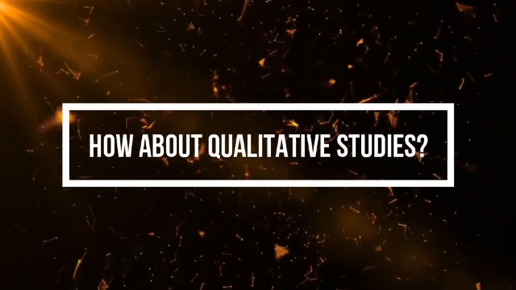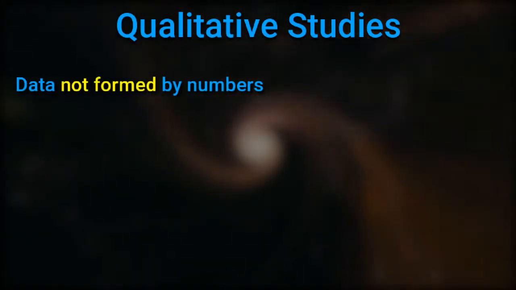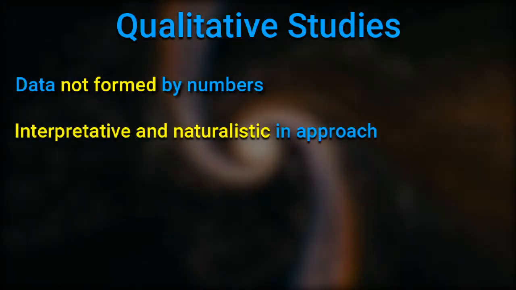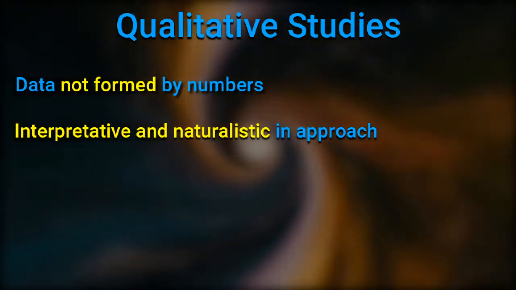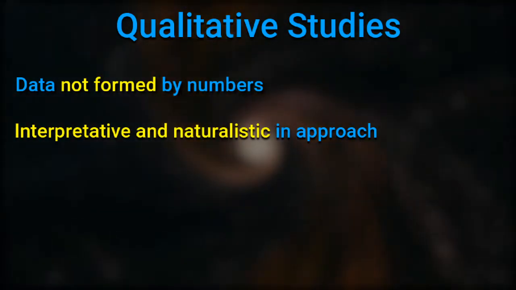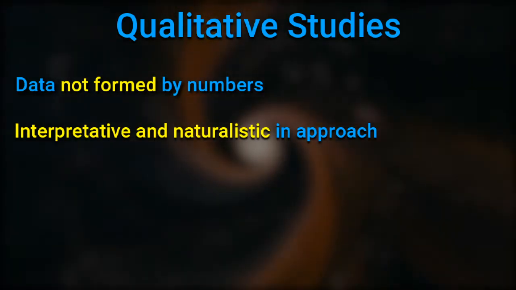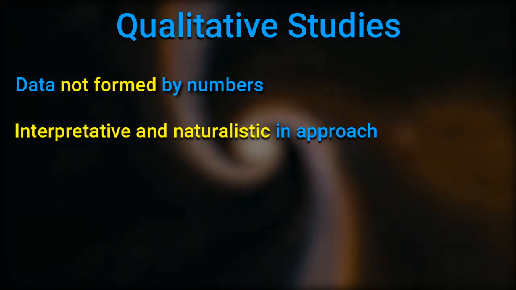So now that we've seen what quantitative studies are about, how about qualitative studies? According to Punch, qualitative research is data not formed by numbers. Another way to describe qualitative studies may be our interpretive and naturalistic in subject approach. They seek to make sense of or interpret phenomena in terms of the meanings people bring to them.